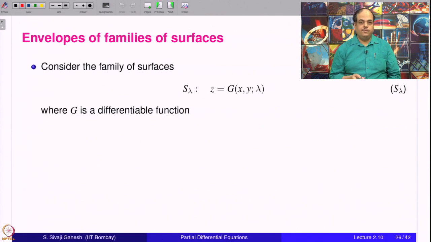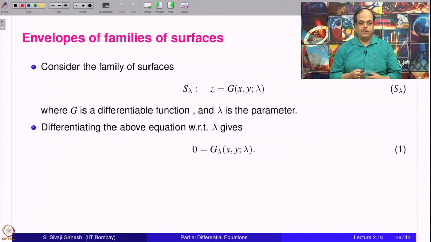Envelopes of families of surfaces. So, we take the family of surfaces of this special type, actually graphs of functions, z equal to g of x, y, lambda. S lambda is given by this, lambda is a parameter. Anything you want to do, you must assume that functions are differentiable, otherwise there is very little one can do. Okay. So, lambda is a parameter, g is a differentiable function. So, I have got a family of surfaces.